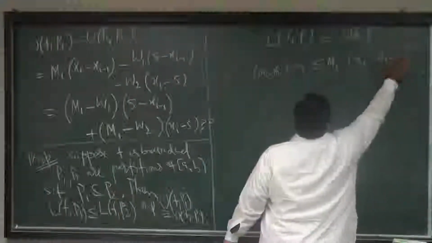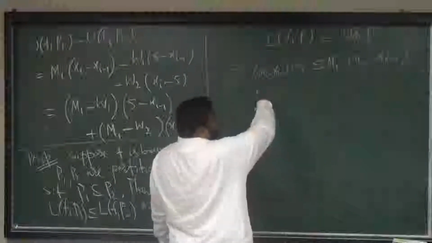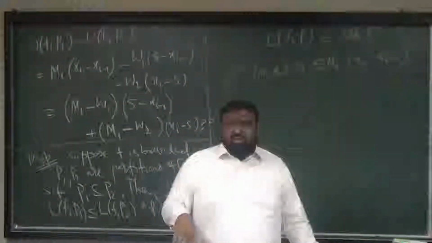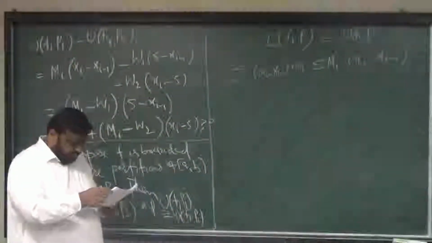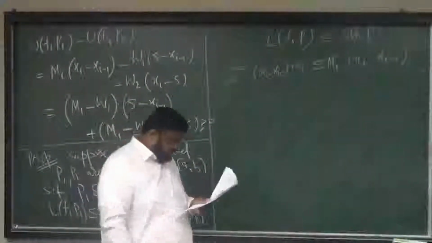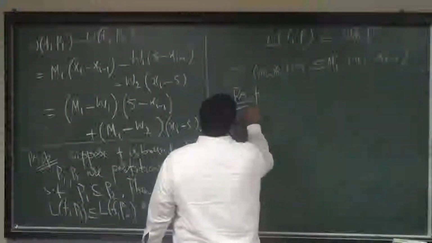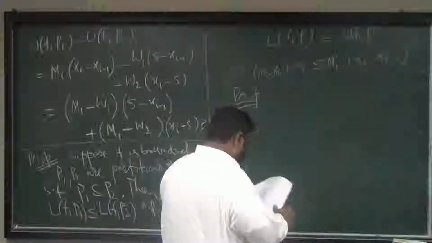xi minus 1 and take sum. This is your LF principle. Yes. And this piece is difficult to prove. Okay. Or like to write it as a proposition. Another proposition.